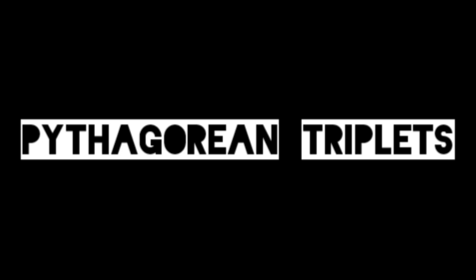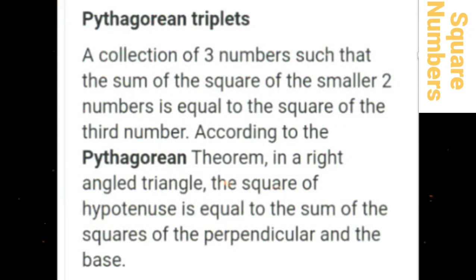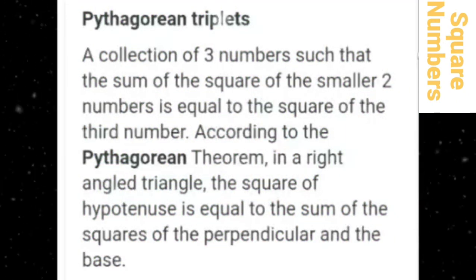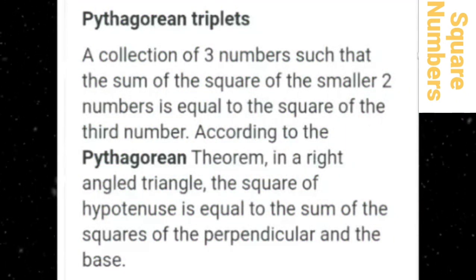As we have learned square numbers, and I believe you also have done questions based on that, today we are going to learn about Pythagorean triplets. A collection of three numbers such that the sum of the squares of the smaller two numbers is equal to the square of the third number.